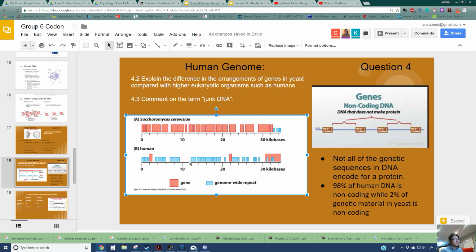Apparently there's a lot of these genome-wide repeats, which many people would call junk DNA, excessive DNA, non-coding DNA, and basically 98% of human DNA is non-coding, while 2% of the genetic material in yeast is non-coding. So that's shown here. The 2% is right here, and basically it's densely packed with DNA here that can encode for a protein. If you guys don't know already, non-coding DNA is basically DNA that cannot make a protein, cannot encode for a protein.